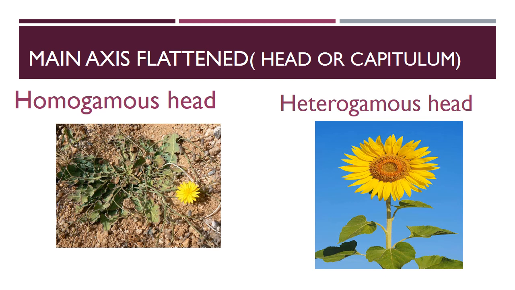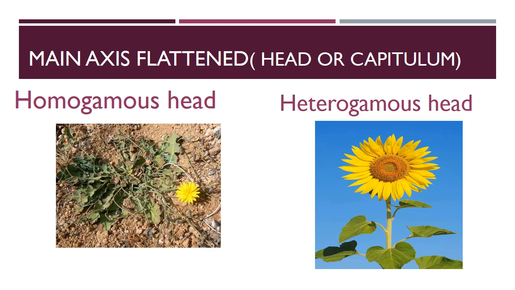This head or capitulum is a characteristic inflorescence of Asteraceae and is also found in some members of Rubiaceae and Mimosaceae. These plant families have what type? Main axis flattened. Then there are two types: one is a homogeneous head and another is a heterogeneous head. Look at this picture carefully. These two plants are similar. The first one is a homogeneous head, the second one is a heterogeneous head.